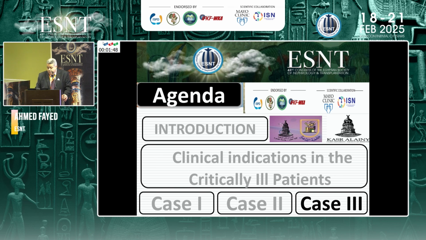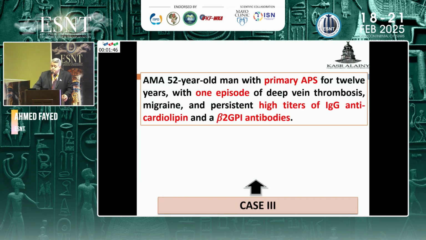Moving on to case 3, this is a 52 years old male with primary antiphospholipid antibody syndrome for 12 years, with 1 episode only of deep venous thrombosis and migraine, with the persistent high titer of the IgG anticardiolipin and the beta-2 glycoprotein 1 antibody.